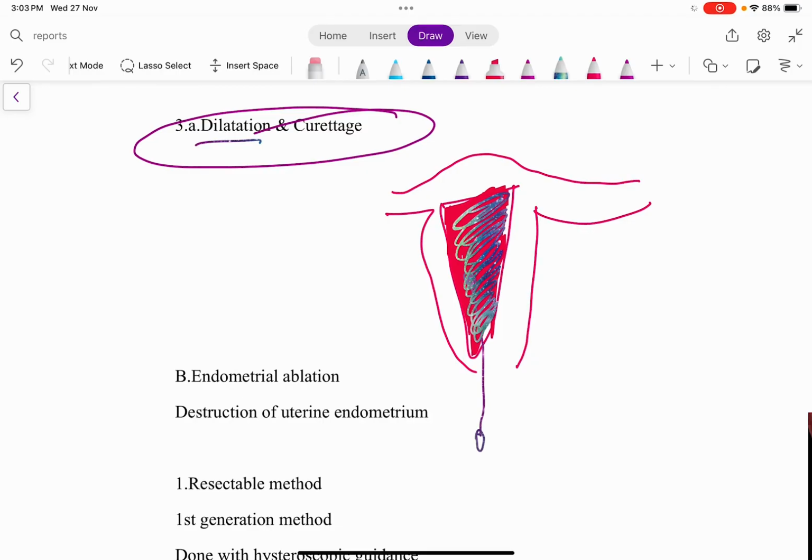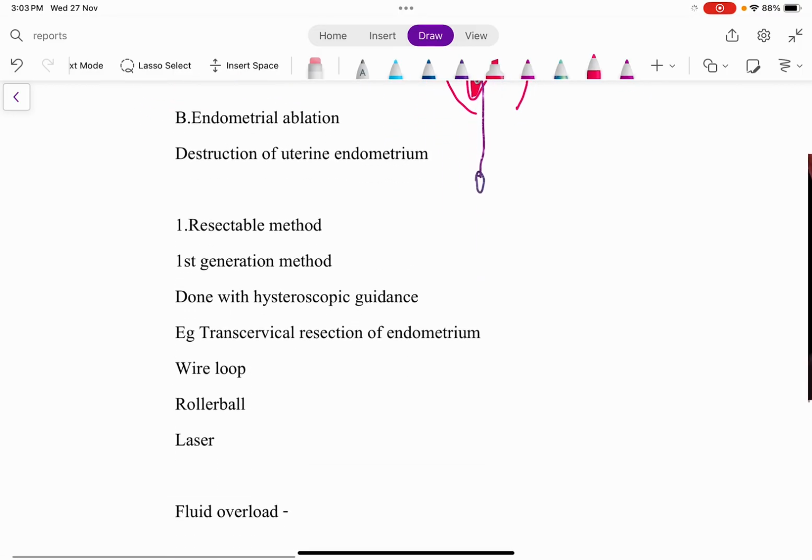Dilatation means you're going to dilate the cervix. Once you dilate the cervix, only then can you introduce this curette inside the uterine cavity. So it is dilatation followed by curettage with the help of the instrument curette. Once we discuss the instrument section in gynecology, I will tell you about the uterine curette. So the first approach was dilatation and curettage.